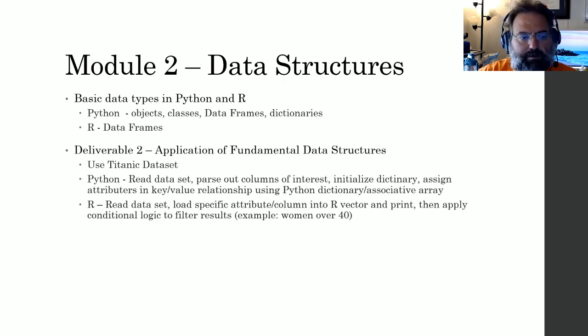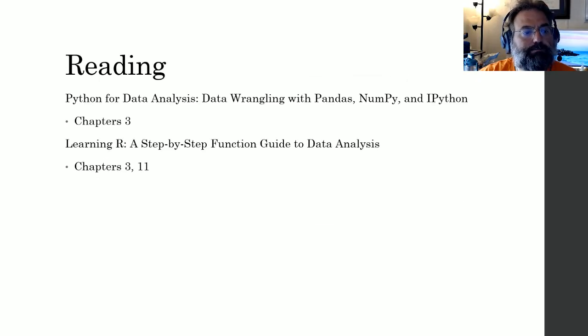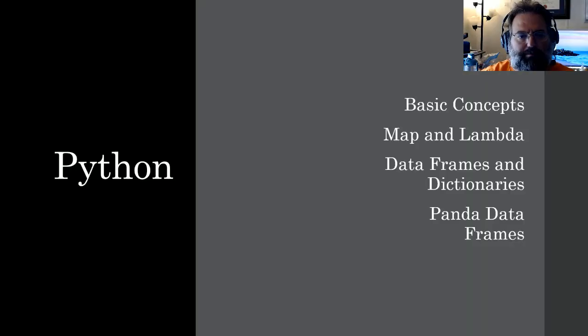We're going to use the Titanic data set. You're going to read some data, parse some columns that are interesting to you, do some filtering, and then produce some results. Reading. Pretty good material. Take a look at Chapter 3 in the Python for Data Analysis course, and then our step-by-step chapters 3 and 11. I believe Chapter 11 is around dates, and 3 is more around the data frames, I believe.